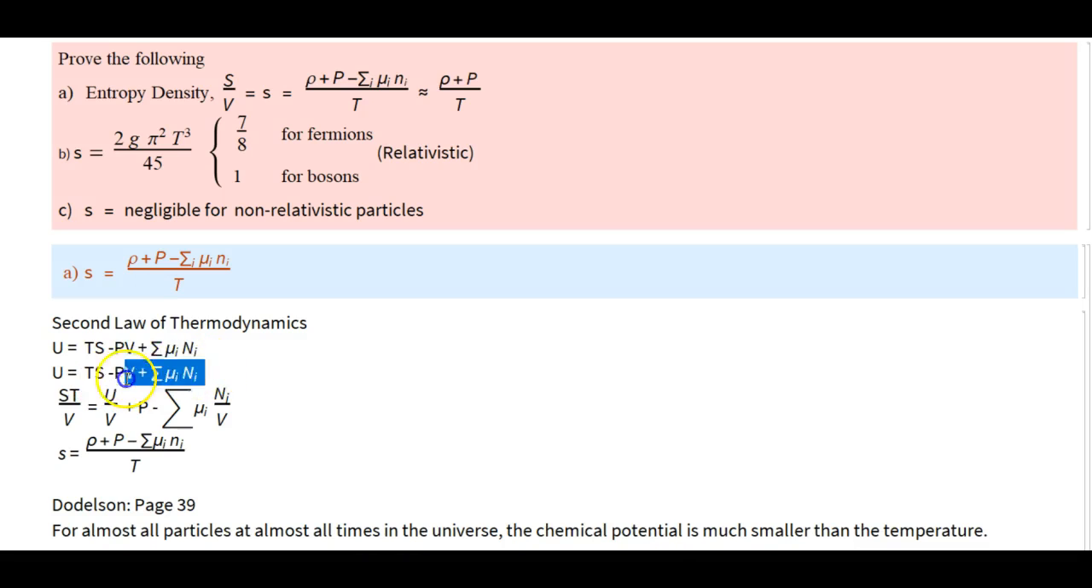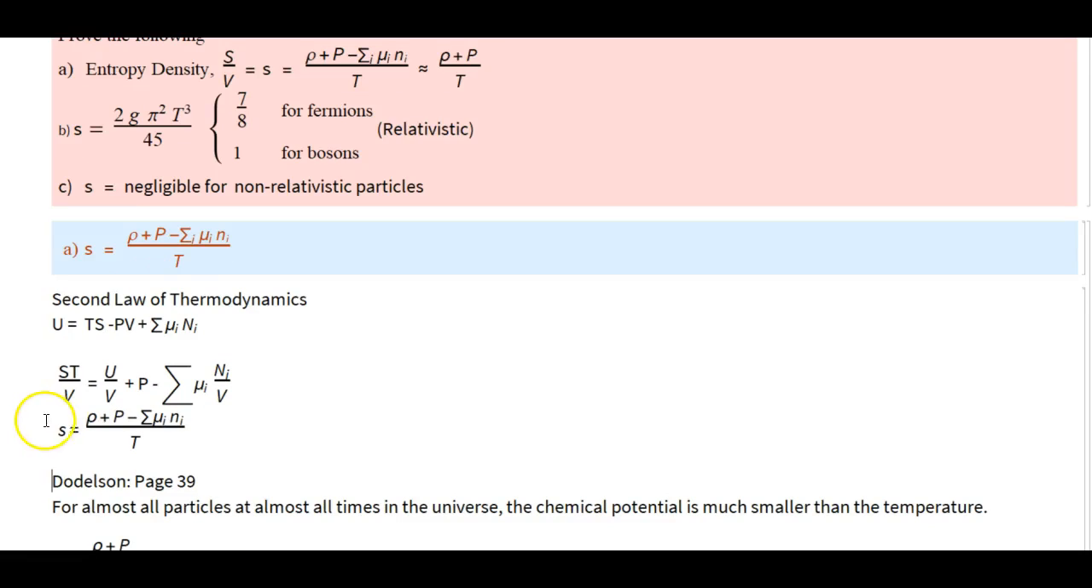Okay, so this is the second law of thermodynamics, and then we divide by volume. When we divide by volume, and we keep the TS term on one side, and the rest of the terms on the other side, and then divide by volume, this is simple algebraic manipulation, and we come to this expression: s is equal to rho plus P minus sigma mu_i N_i over temperature.